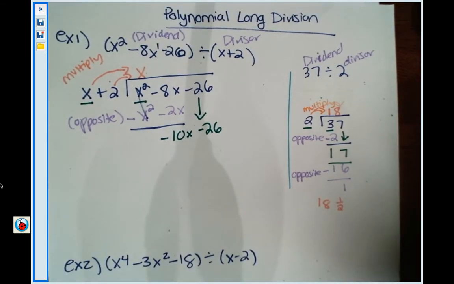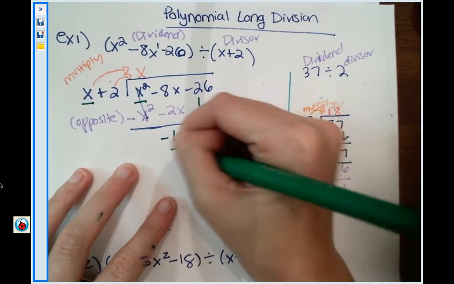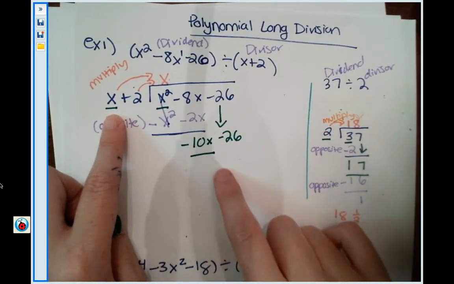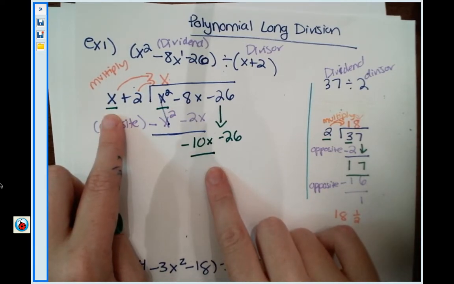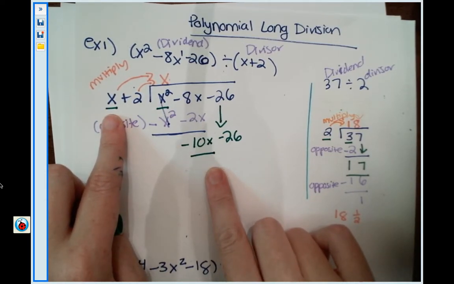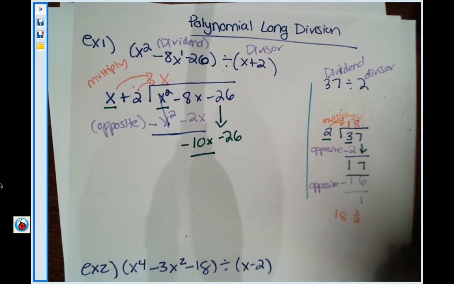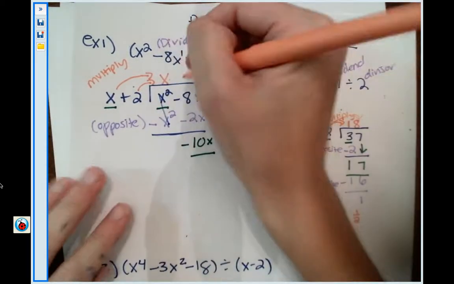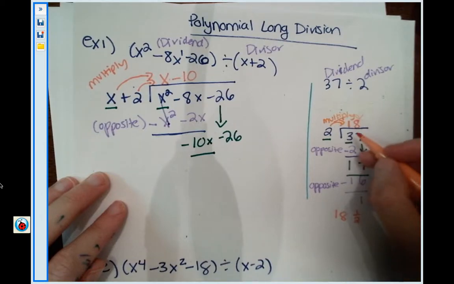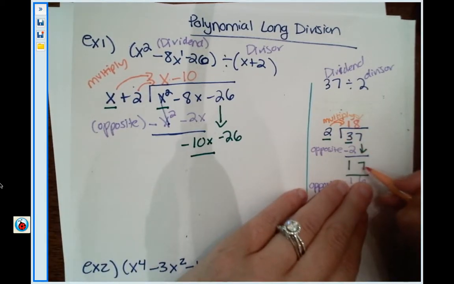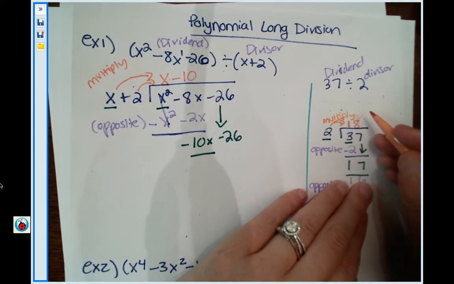Okay, so let's use that logic again. I'm going down here now, just like I did down here. Okay, I'm going to look at this term and the number down here now. x times what gives me a negative 10x? Well, guess what, you guys? That is a negative 10. And I write that value up here, just like I did over here. 2 times 8 gave me the thing that was closest to 17, so I wrote it up there.